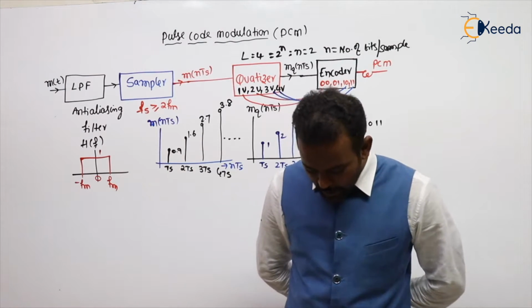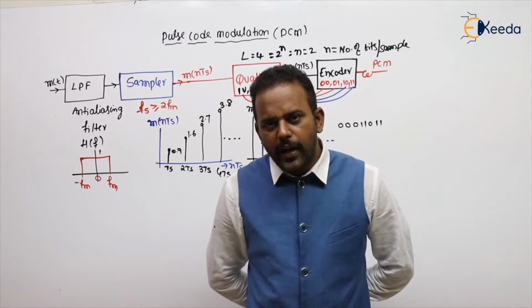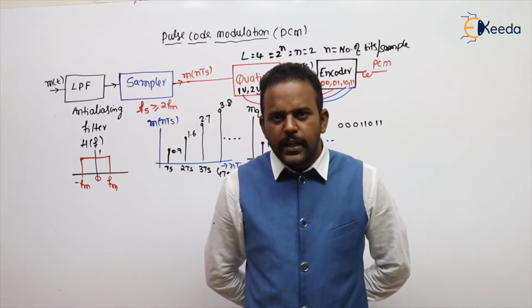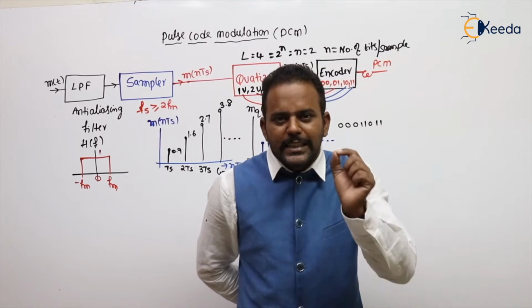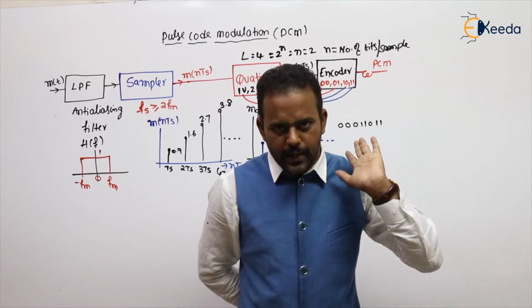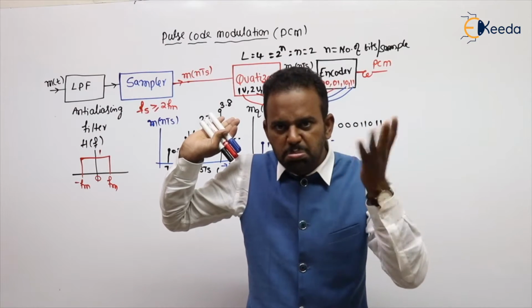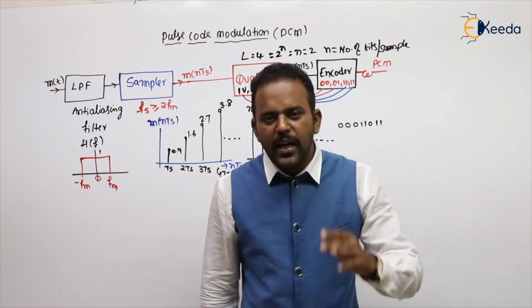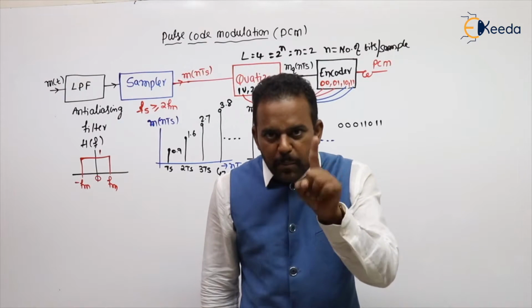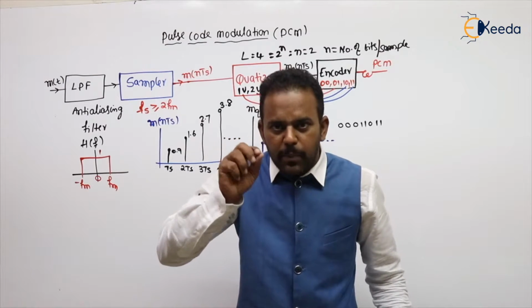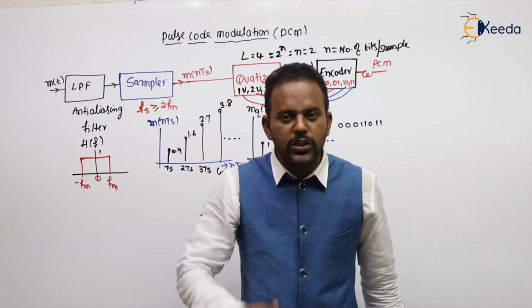Try to see what is the meaning of a modulation. The meaning of modulation is changing the carrier parameters. Where is the carrier taken there? No. No carrier means no modulation. The meaning you need to understand: in pulse code modulation, no modulation is going on.